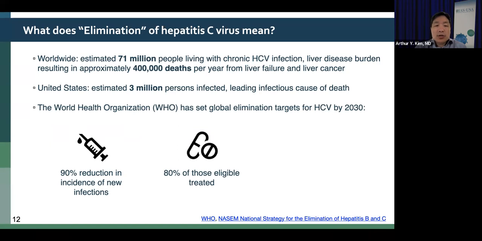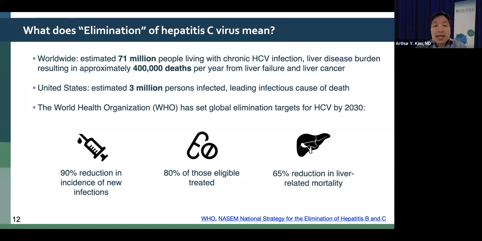80% of those eligible treated. Now, many of you chose the 95% global elimination target, and I would agree that would be necessary if we were working really towards elimination of the virus. What elimination means here is the elimination of hepatitis C as a public health problem, meaning that hepatitis C would become rare enough that the burden would not stress our health systems nearly as much as it does.